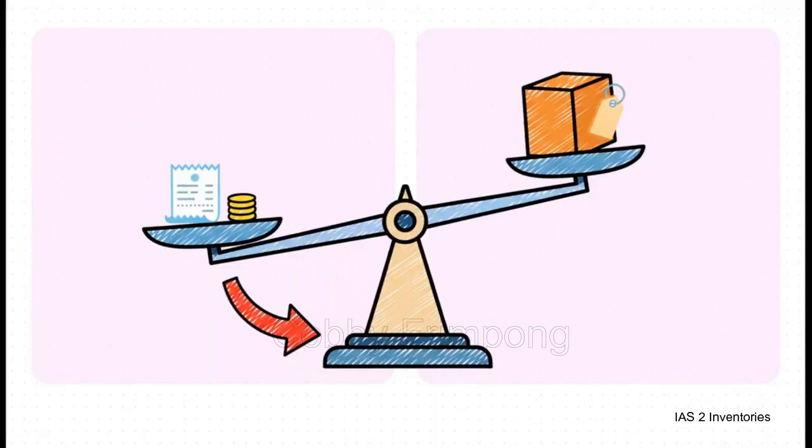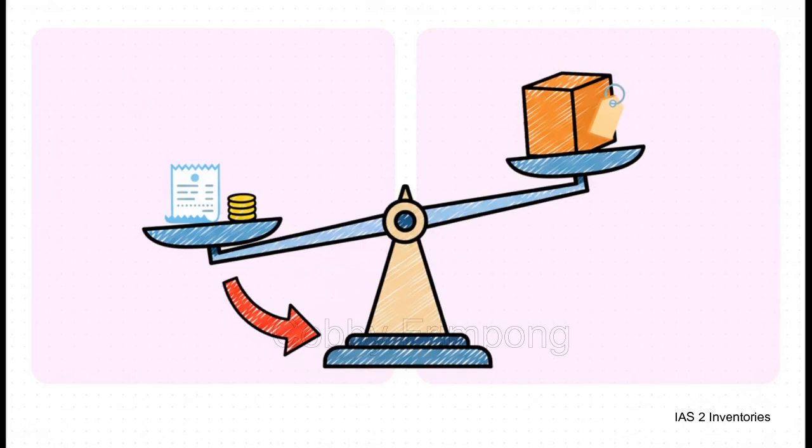So what does this actually mean in practice? It means for every single item you have to compare two numbers. On one hand, you have its cost, which is basically what you paid for. And on the other hand, you have the net realizable value, or NRV, which is what you can realistically get for it. The rule is simple. You always have to record the inventory at whichever of those two numbers is lower.